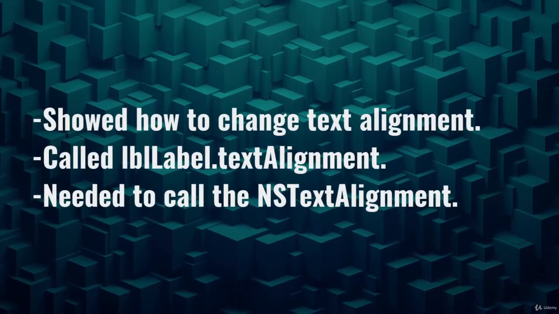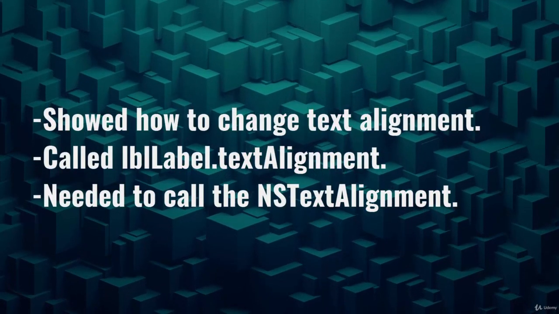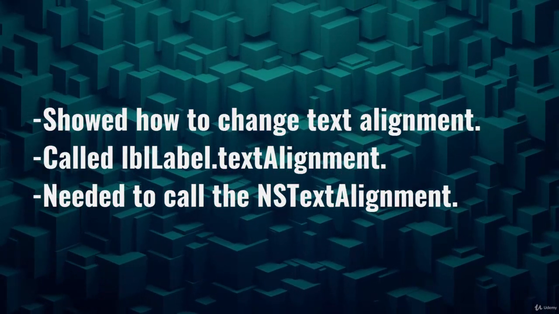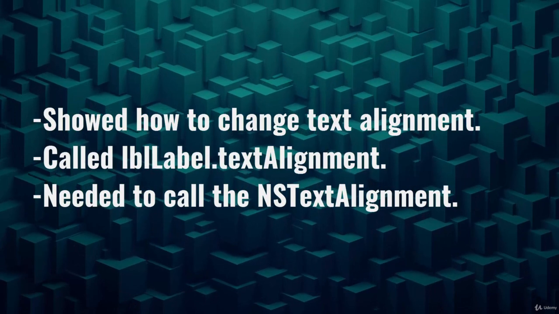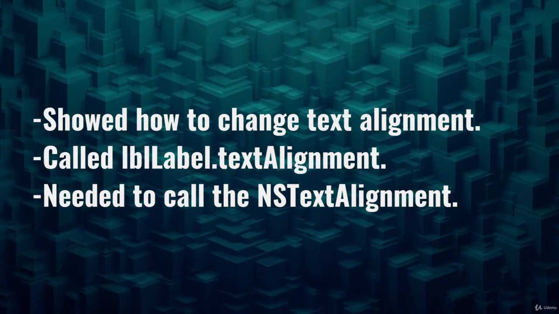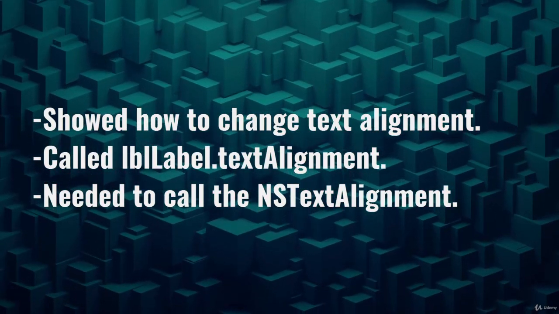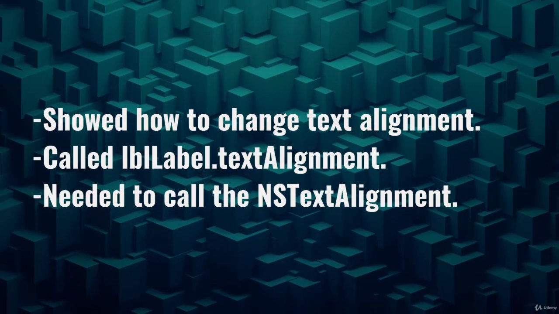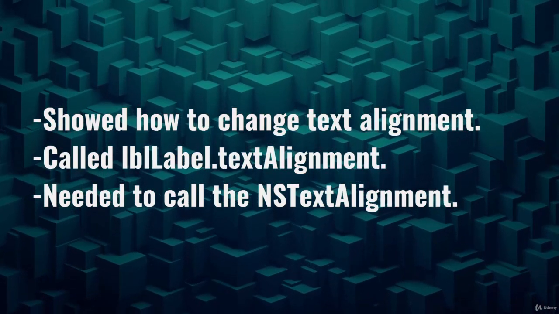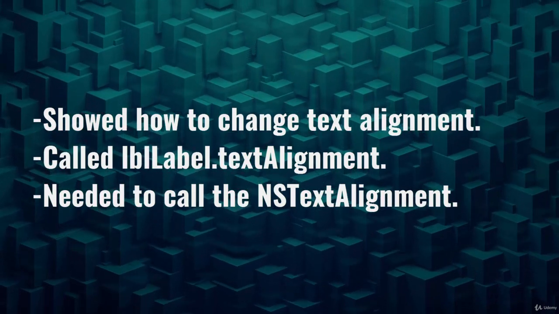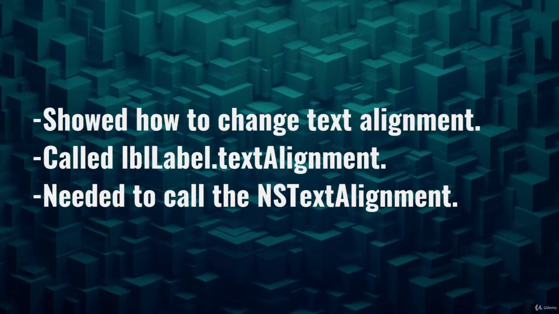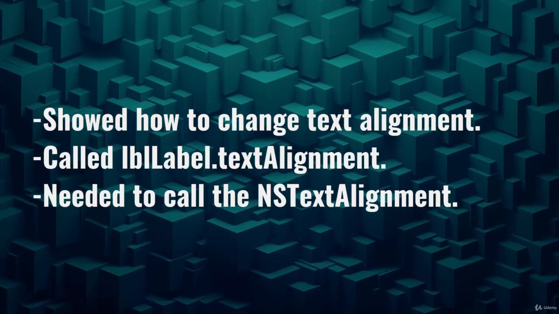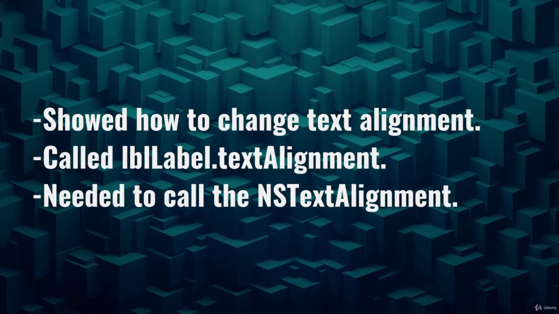Okay, so in this part we just showed you how to change the text alignment. This is how to basically move the text around from left to right, so we could have it starting at the left, starting at the right, or centered, or whatever we desire. So we had to call lblLabel.textAlignment, so this was no longer lblLabel.text. And we also needed to call the NSTextAlignment to specify whether we wanted it centered, or right, or left. So this is how you change it in the code.